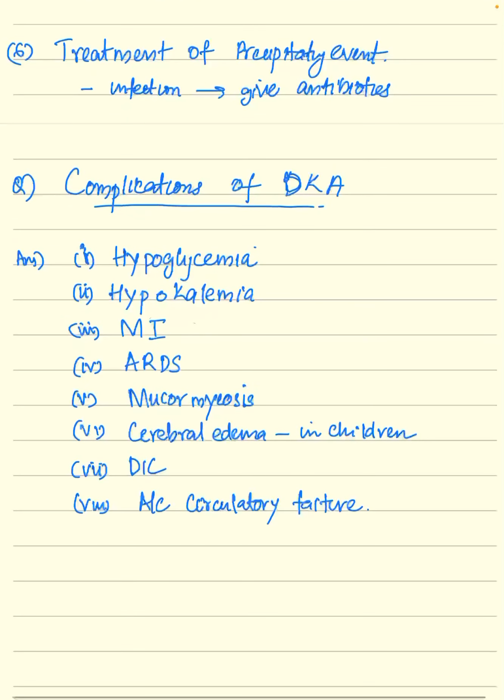Finally, coming to the complications of DKA: hypoglycemia, hypokalemia, MI, ARDS, that is acute respiratory distress syndrome, and mucormycosis. Due to hyperglycemia and acidosis, mucormycosis can be seen as a complication of DKA. Then cerebral edema in children. Then DIC, and finally acute circulatory failure.